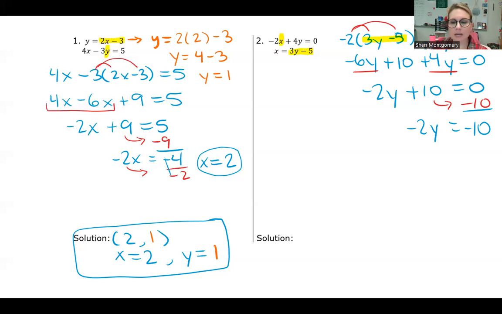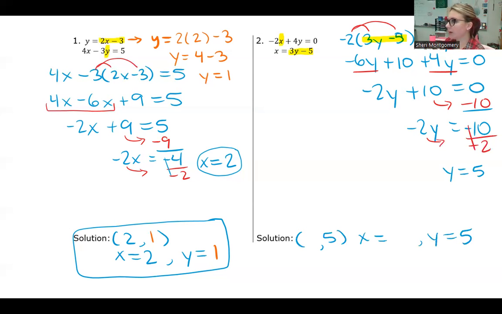And then my very last step, I need to divide by -2. Negative divided by negative, that's going to be a positive. y is equal to what? 5. So now I can look at my solution. I found out y is equal to 5. So I know y is equal to 5.